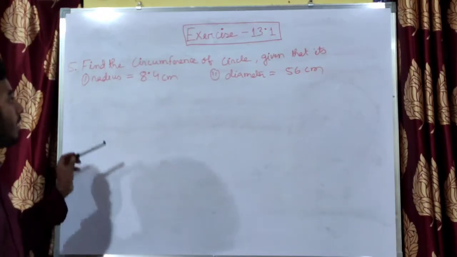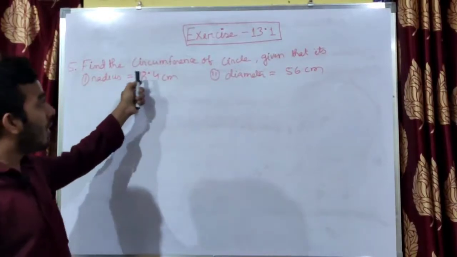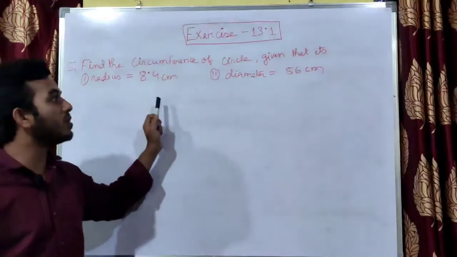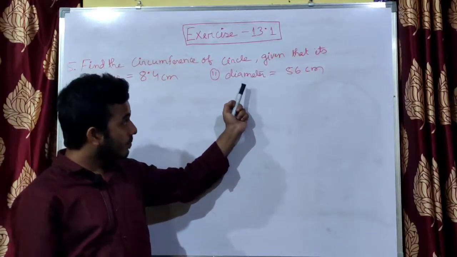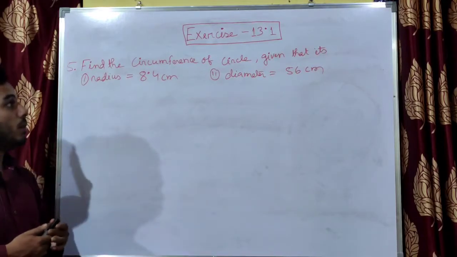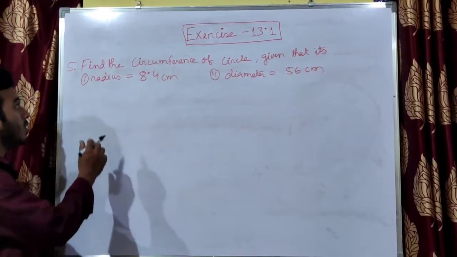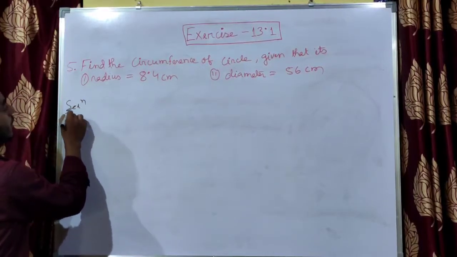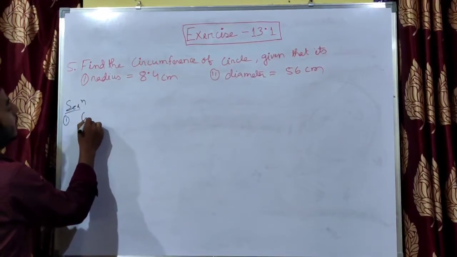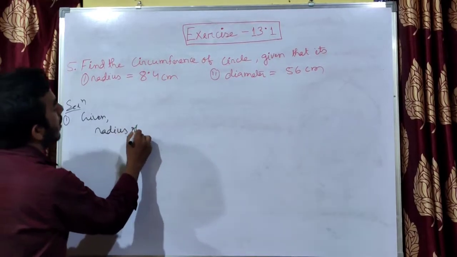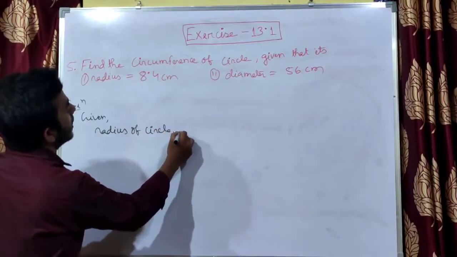Okay, now let's come to our fifth question. Find the circumference of a circle given that it is: one, radius 8.4 centimeter, and another, diameter 56 centimeter. So here we have to find the circumference of two circles. First of all, we will start with number 1. So we will write solution and number 1. Here, given radius of circle r equals what?